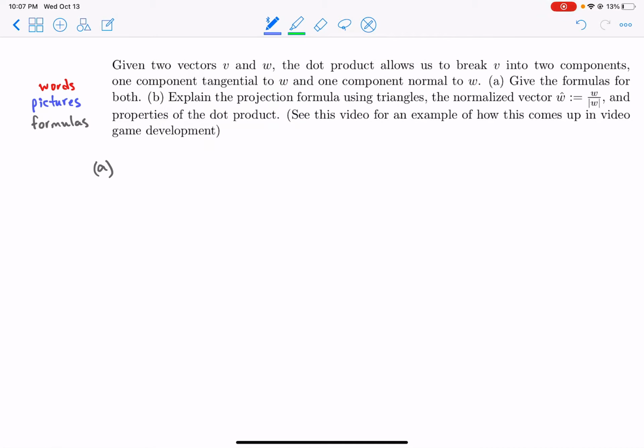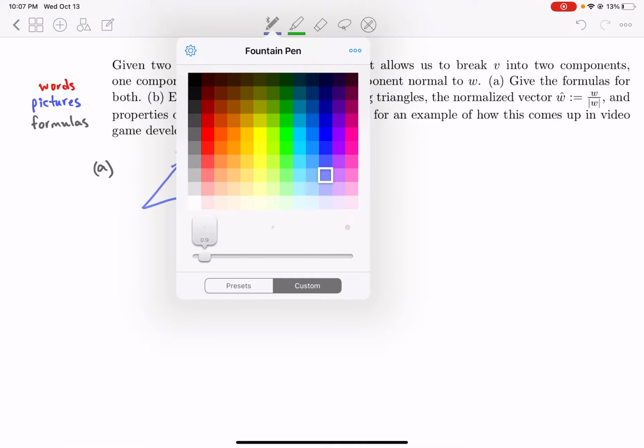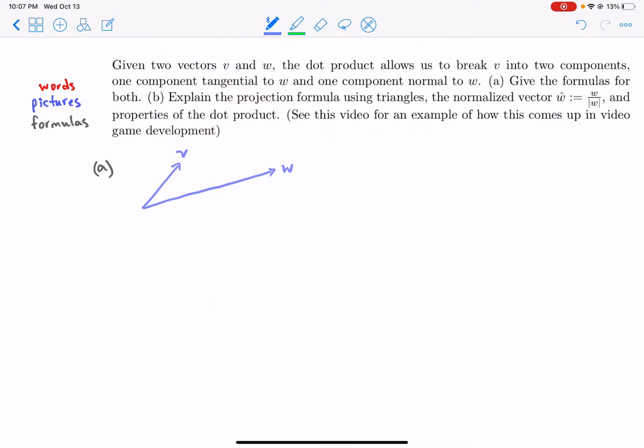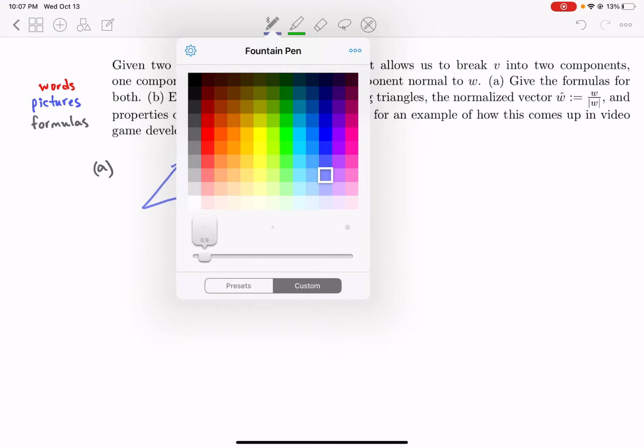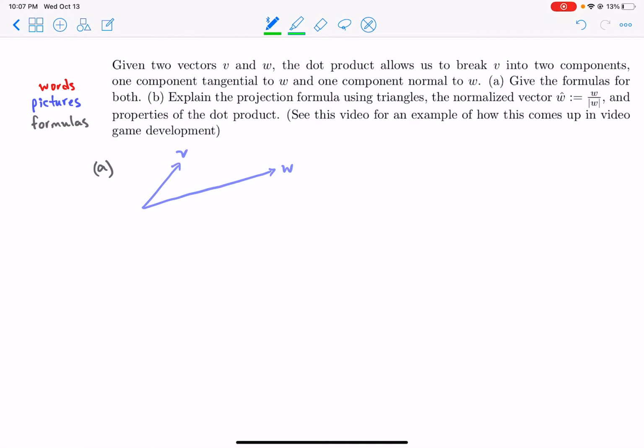And I just draw the same picture every time because then it helps me get the formulas which will work with every picture. So here's v and here's w. And let's choose green for, what I'm doing here is I'm dropping a 90-degree angle and sort of projecting v tangential to w. So it's in the same direction as w, which means tangential to w.